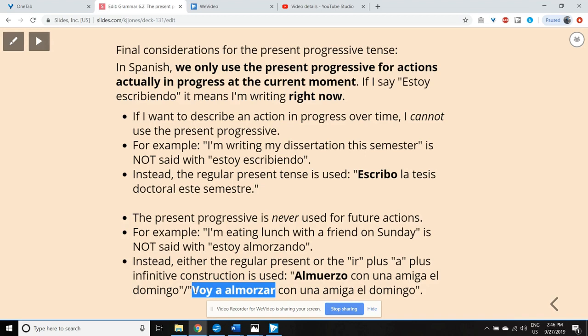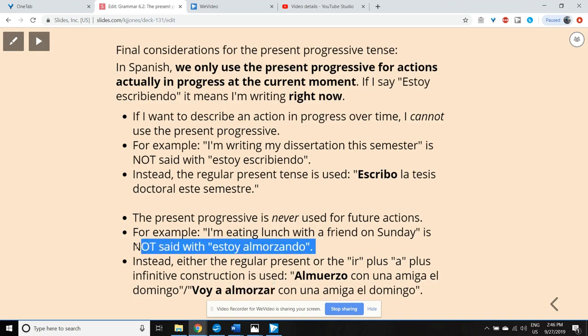Or we can say, voy a almorzar con una amiga el domingo. That's the ir plus a plus infinitive. Here's conjugated ir. Here's our a. Here's our infinitive, and this is what we use to express future actions in Spanish. Fine. But never, ever, estoy almorzando con una amiga el domingo. No, no, no. Present progressive tense can only be used for actions actually in progress at the present moment. Never for future actions and never for actions in progress over time, as we saw on this page.